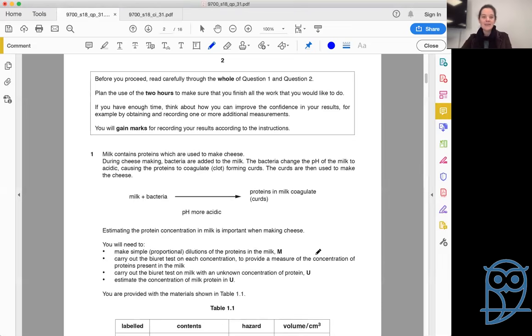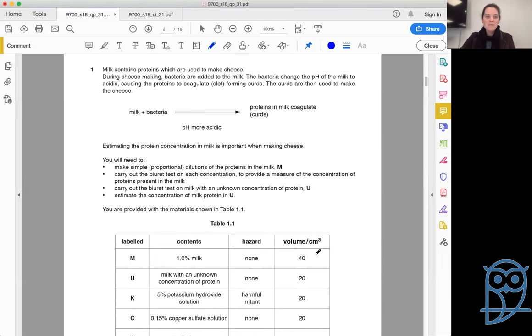So what is our question? Milk contains proteins, which are used to make cheese. Okay, so we are now thinking in terms of proteins. During cheese making, bacteria are added to the milk. The bacteria change the pH of the milk to acidic, causing the proteins to coagulate or clot, forming curds. The curds are then used to make the cheese.